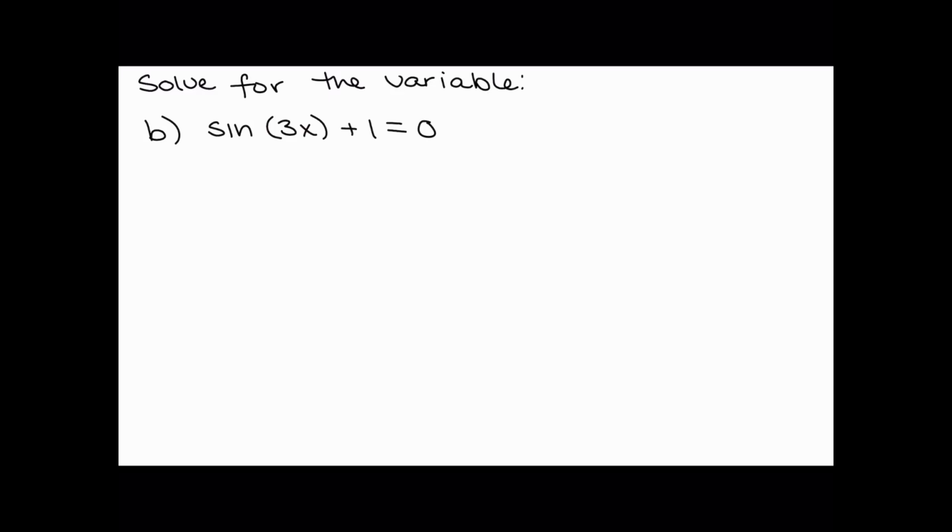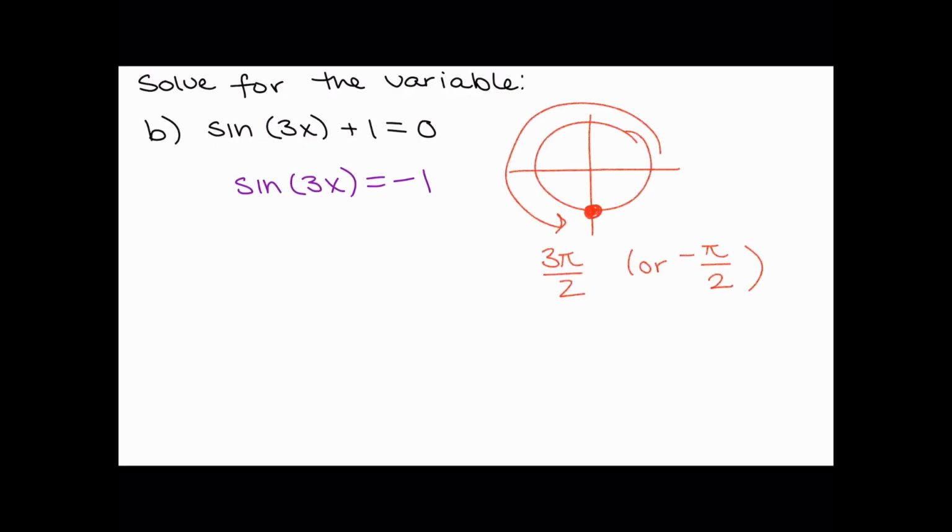All right, part B, we've got a trig equation, sine of 3x plus 1 equals 0. The first thing I would try here is to see if we can get the trig function by itself. And we can, we just have to subtract the 1. So sine of 3x equals negative 1. Once we have the trig function isolated, I'm going to think about my unit circle. Sine is the y-coordinate on the unit circle. So where is that y-coordinate equal to negative 1? Well, down there at the bottom, when you have an angle of 3 pi over 2, or we could call that negative pi over 2.